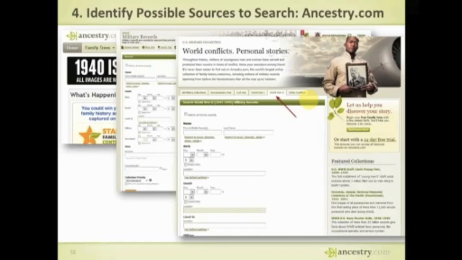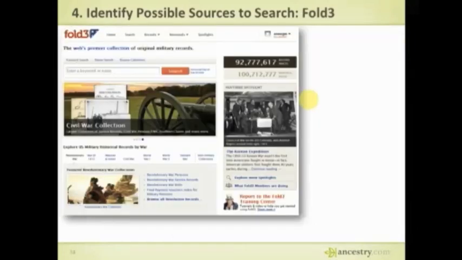I'm also going to recommend Fold3. Fold3 is our sister site, and they are a military site. They have great collections of military records. They have a lot of great pension records, and great service records, especially for the Civil War. Their stuff on the Revolutionary War is just amazing. You can get lost in those records.